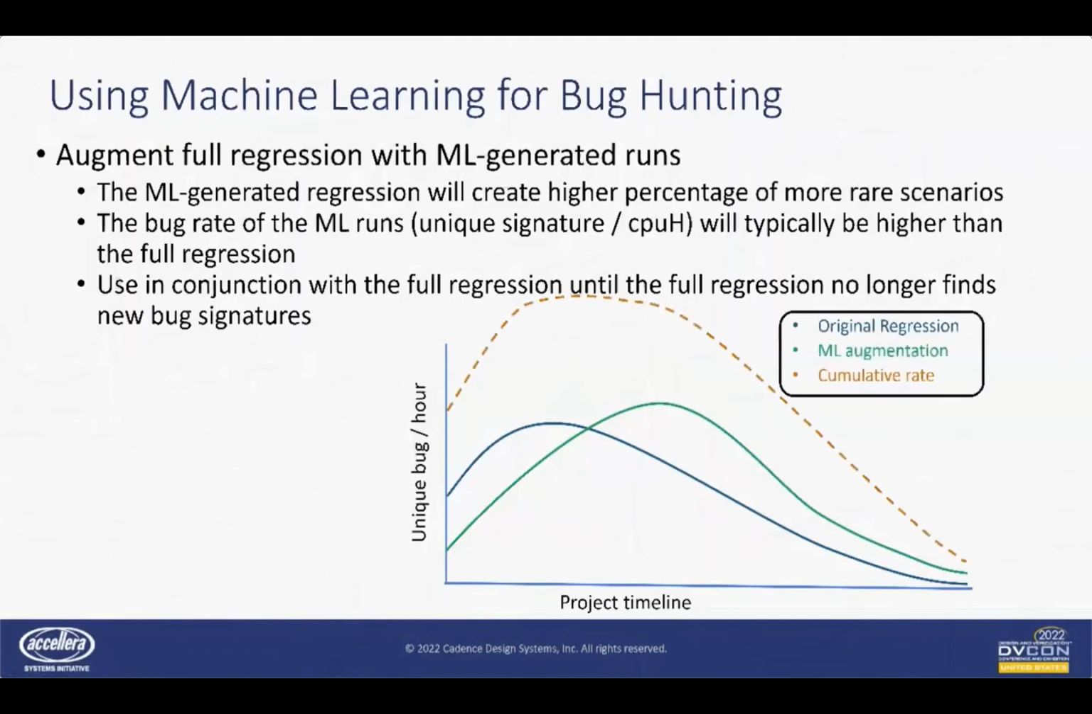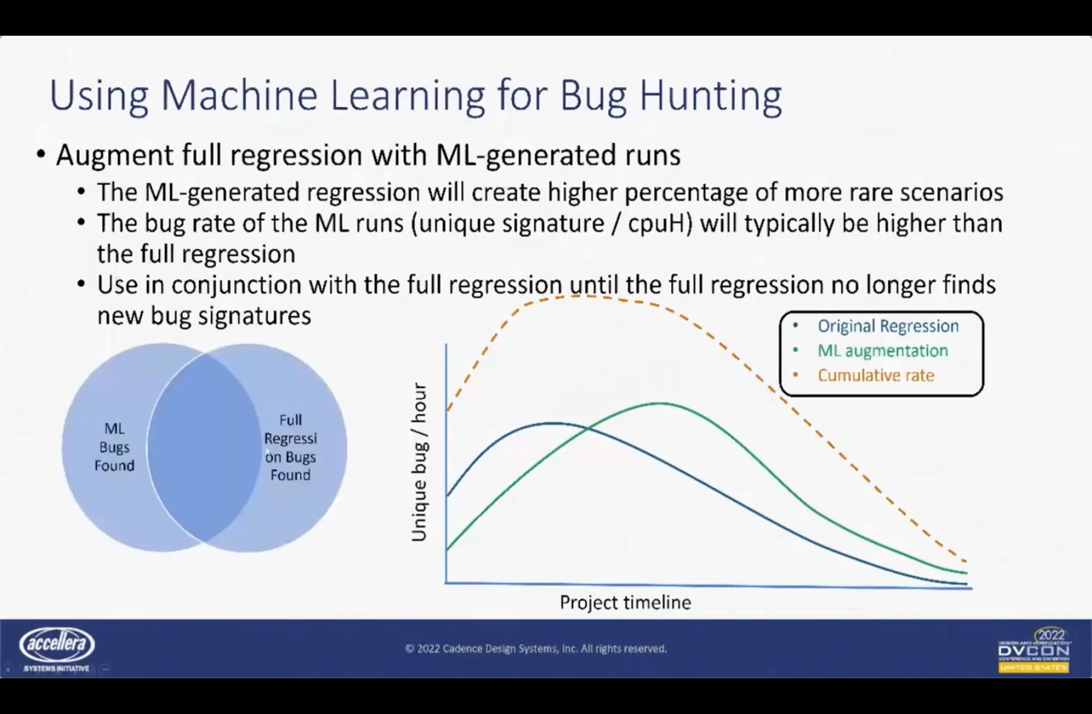So you can obviously look at the cumulative rate. If you were to do this from the start of your verification cycle to the end, you would end up with a cumulative bug rate. You may choose to not start the machine learning aspect until your bug rate in your full environment has dropped down to some threshold, however you choose to do it. But either way, what you're doing is augmenting what you would otherwise get.